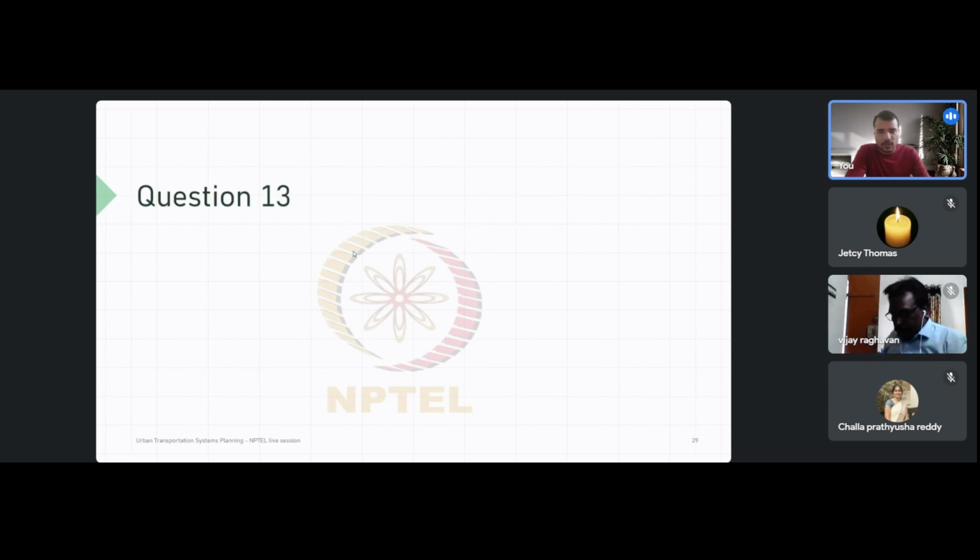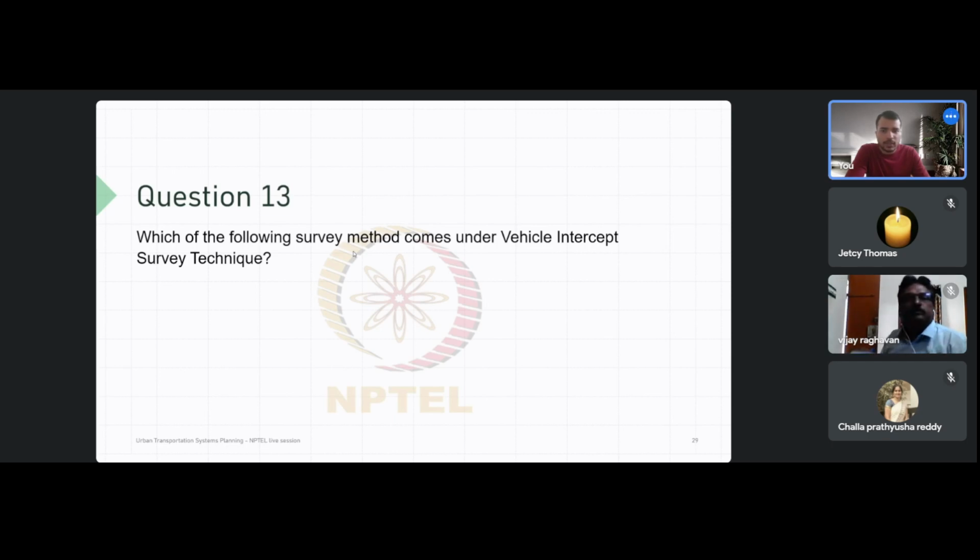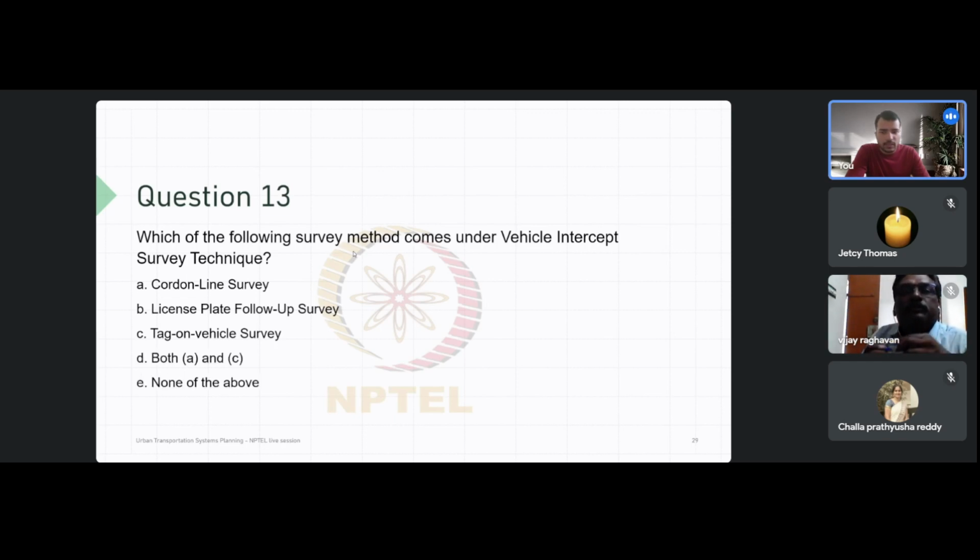Moving on to question 13. Which of the following survey methods comes under the vehicle intercept survey technique? Cordon line survey, license plate follow-up survey, tag on vehicle survey, both A and C, and none of the above. So can we have some response for this? It should be easy.